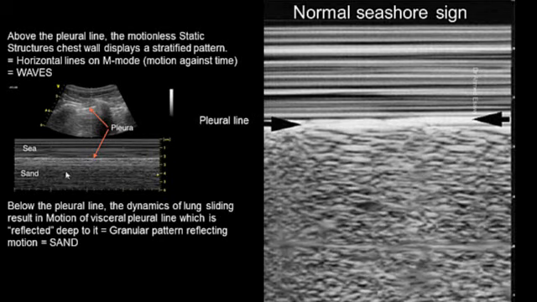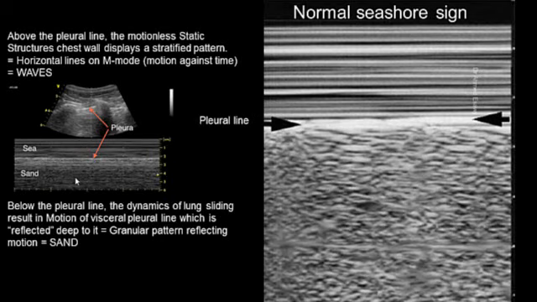The dynamics of lung sliding result in motion of the visceral pleural line, which is reflected deep to it, giving a granular pattern reflecting these motions. Now, this is the pleural line. This is above the pleural line, this is below. Above the pleural line is static, motionless structures of the chest wall, like intercostal muscle, skin, and subcutaneous tissue. Below the pleural line, we find the granular pattern.